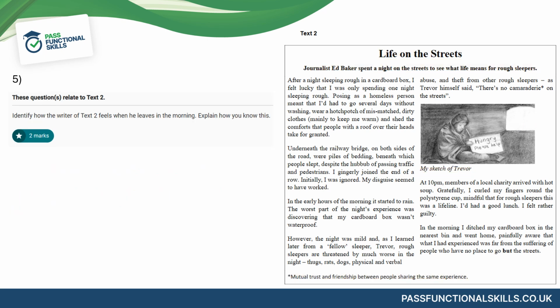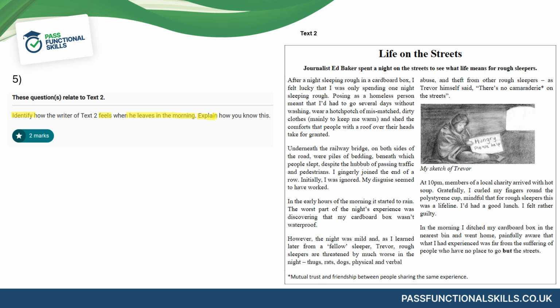Question 5. Identify how the writer of text 2 feels when he leaves in the morning. Explain how you know this. Okay, so this question is worth 2 marks. And it's about identifying relevant information from the text. So the first thing we need to identify is how the writer feels when he leaves in the morning.